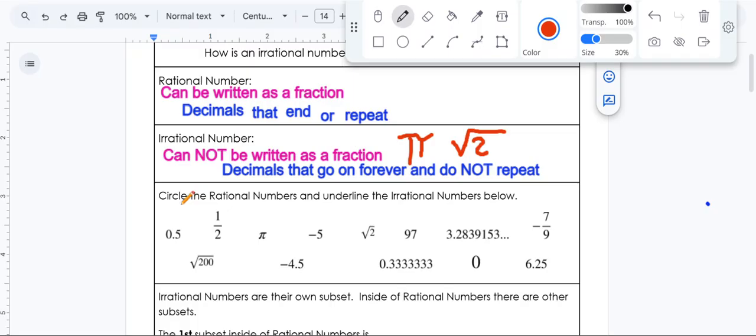Okay, so go ahead, pause the video, see if you can do this on your own. It says circle the rational numbers and underline the irrational numbers below. Go ahead, pause the video, try it on your own, unpause it when you're done to see how you did.